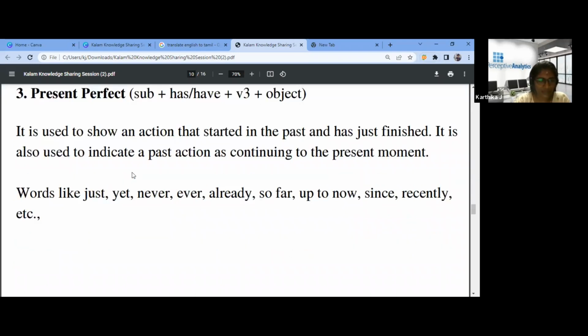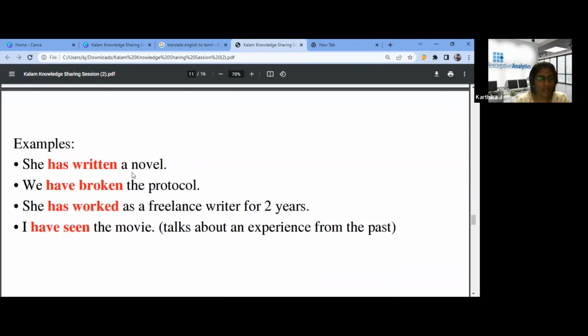We can see some examples for this. First example: she has written a novel. She started some days ago, but now it is completed. That is why we use the V3 format. Also, if it is she or he, we have to use has. The next one is: we have broken the protocol. This is also something we have broken now. We started in the beginning, but it is completed now. Here, we have to use the V3 verb. Next one is: she has worked as a freelance writer for 2 years.